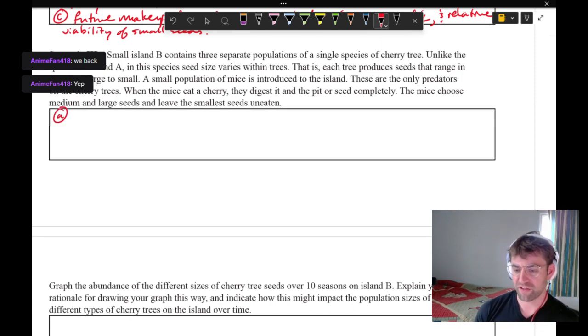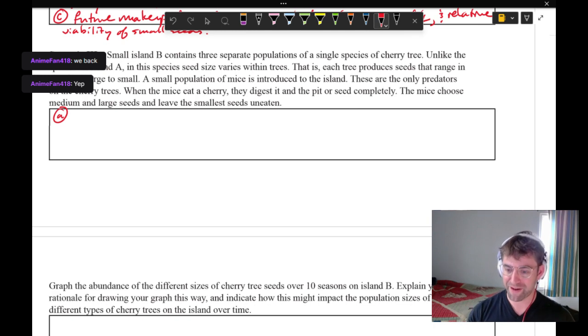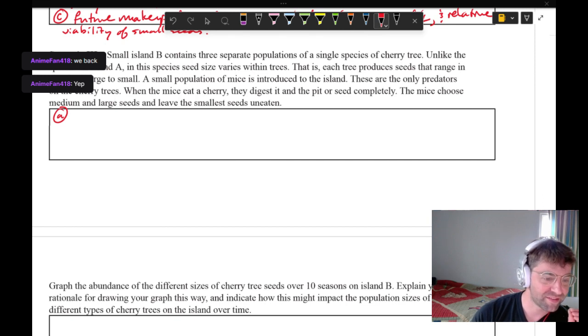I may have misspoken on the first prompt, but at any rate, we should kind of see a pattern emerging here. This one, we get a little wiggle room here. Selection could be occurring if you assume that seed size is a heritable trait, right?